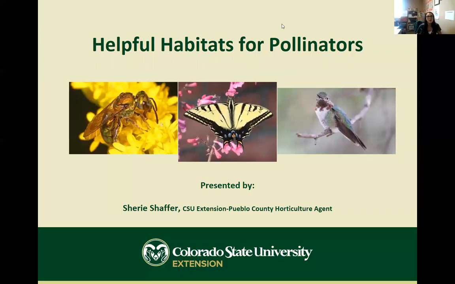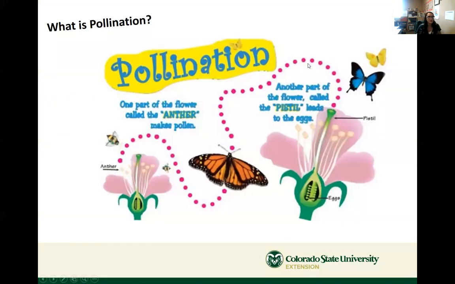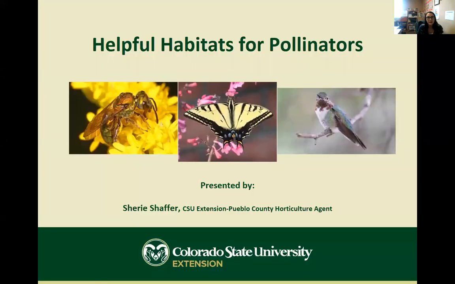So this class is called Helpful Habitat for Pollinators. We're going to be talking about pollinators of a few different kinds: native bees, butterflies, and hummingbirds, some of the most popular ones. And things that you can do in your landscape to make a good habitat for them, to attract them, and to bring them into your yard and to help them. Really, this is helping them and you.